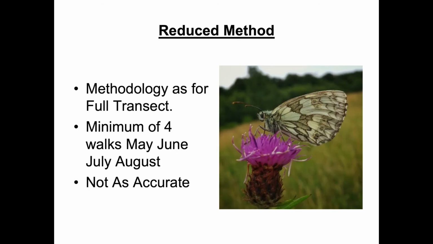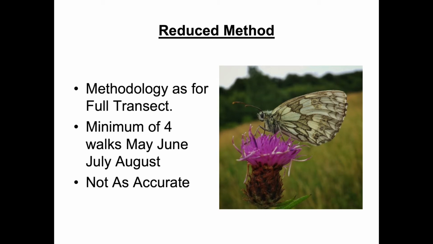Now, the reduced method's interesting, and we've done this to support many of our other partners like God's Acre, who monitor or try and create habitat in churchyards, or local parks people. So all you do is, it's the same methodology, fixed route, fixed weather conditions as a full transect, but you only do it 4 times a year.